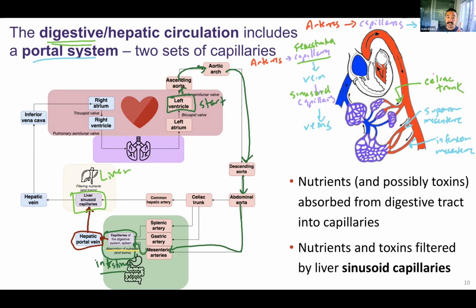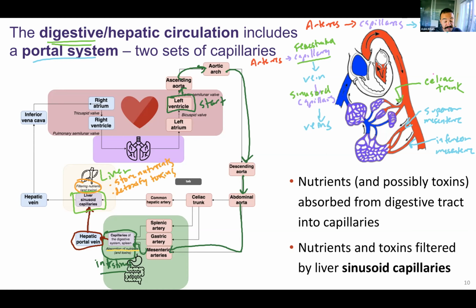One function of the liver is to store nutrients. Another function of the liver is to detoxify toxins. So the liver is taking nutrients, storing them, or filtering out toxins, detoxifying toxins. I'll write that down. Store nutrients, detoxify toxins.